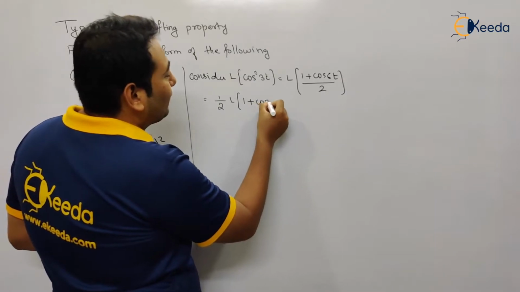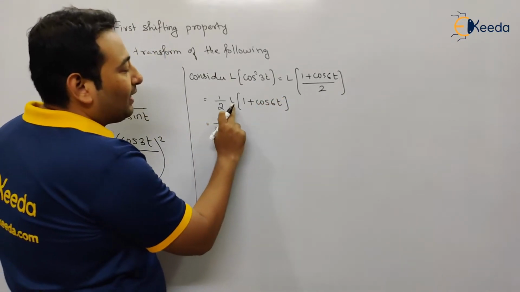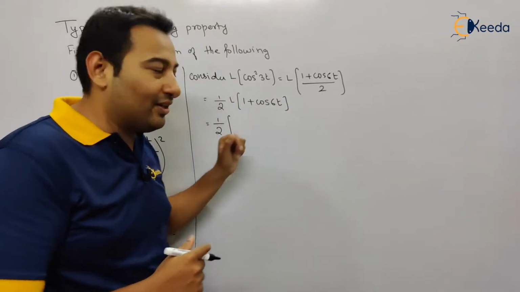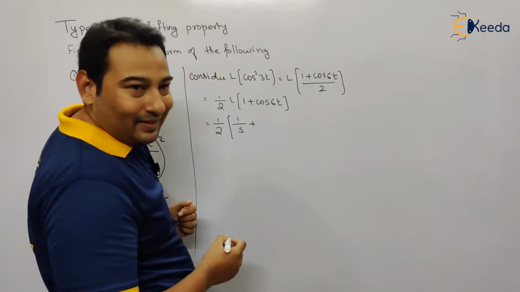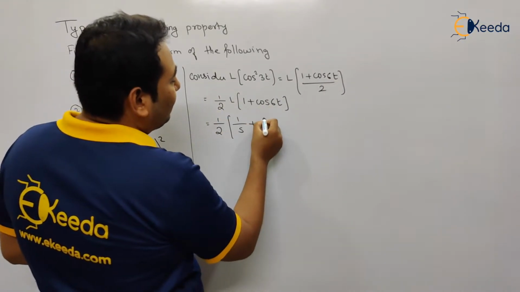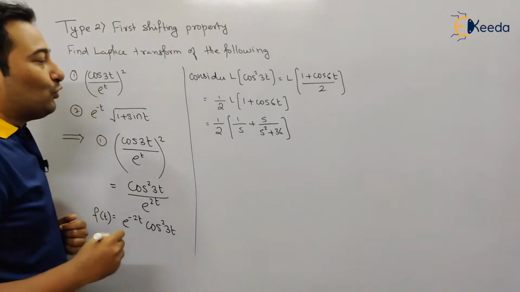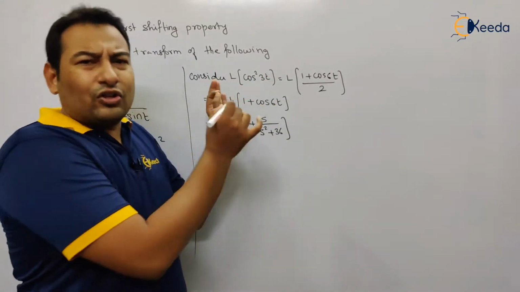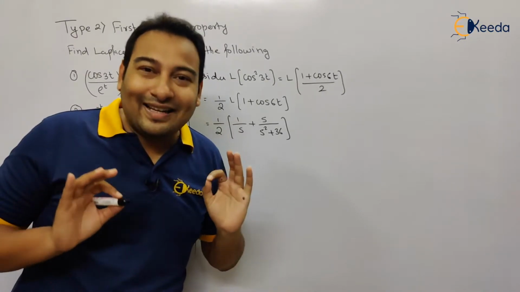1 plus cos 6t. If you open the bracket, it will be Laplace. You can separate because both the terms are separated by plus or minus. So this can be simply written as Laplace of 1, that is 1 by s, plus Laplace of cos 6t, that is s upon s square plus 36. So this is your Laplace of cos square 3t. If you know how to solve cos square t, cos square 3t is very simple. Is it done or is anything left?